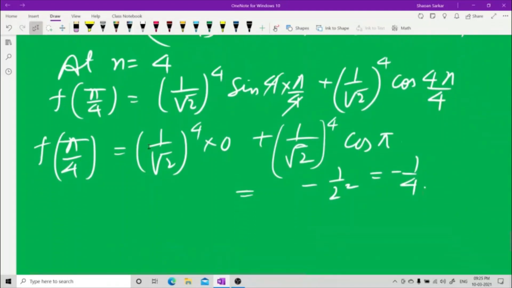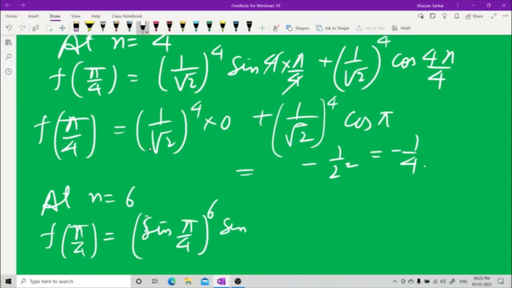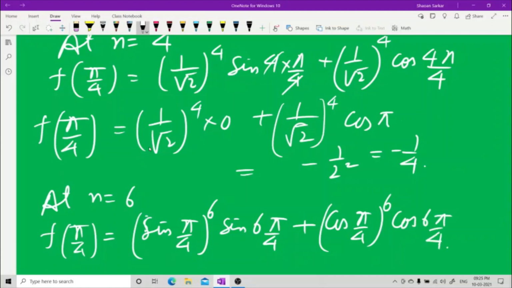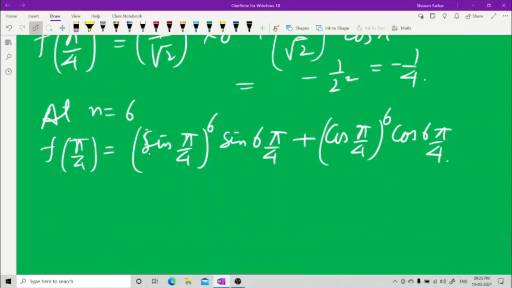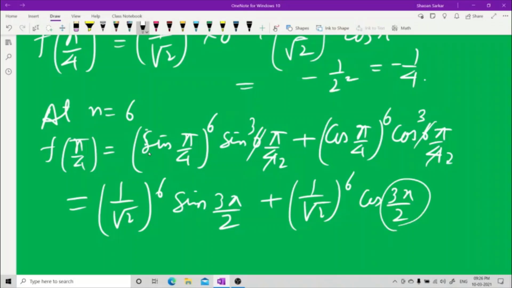At n equal to 6, f pi by 4 is equal to sine pi by 4 to the power of 6 sine 6 pi by 4 plus cos pi by 4 to the power of 6 cos 6 pi by 4. So now this is equal to 1 by under root 2 to the power of 6. 2 3s are 2 2, 3 pi by 2 sine 3 pi by 2 plus 1 by under root 2 to the power of 6 cos 3 pi by 2. Cos 3 pi by 2 is again 0.